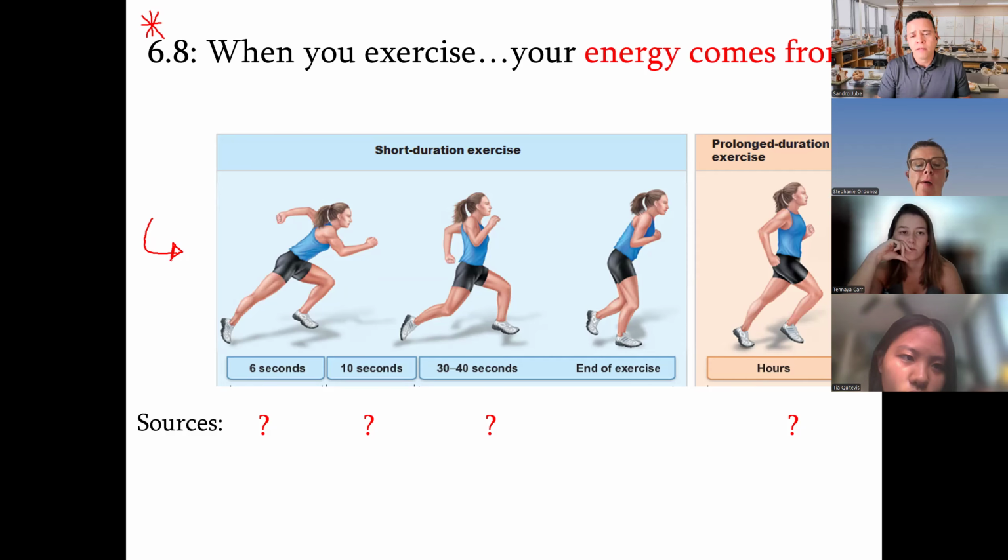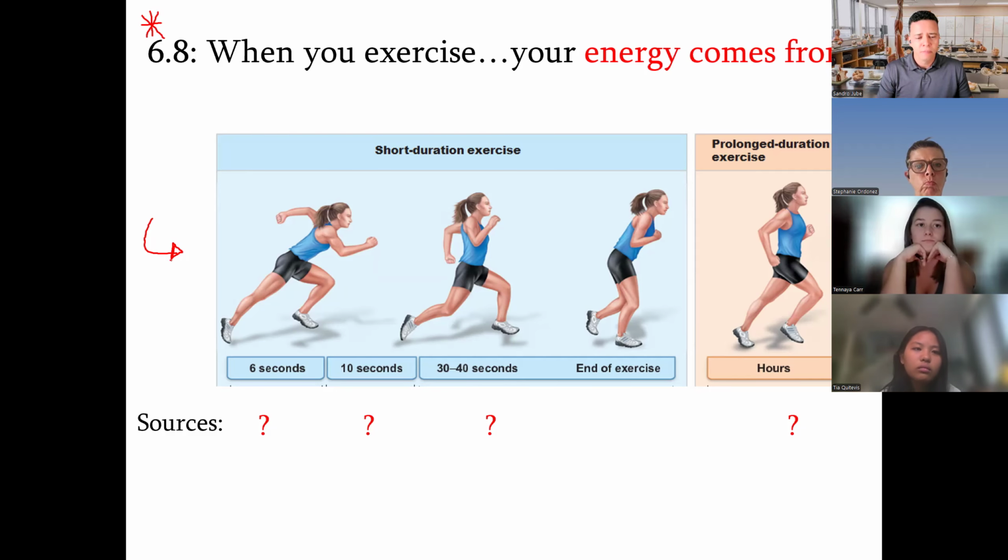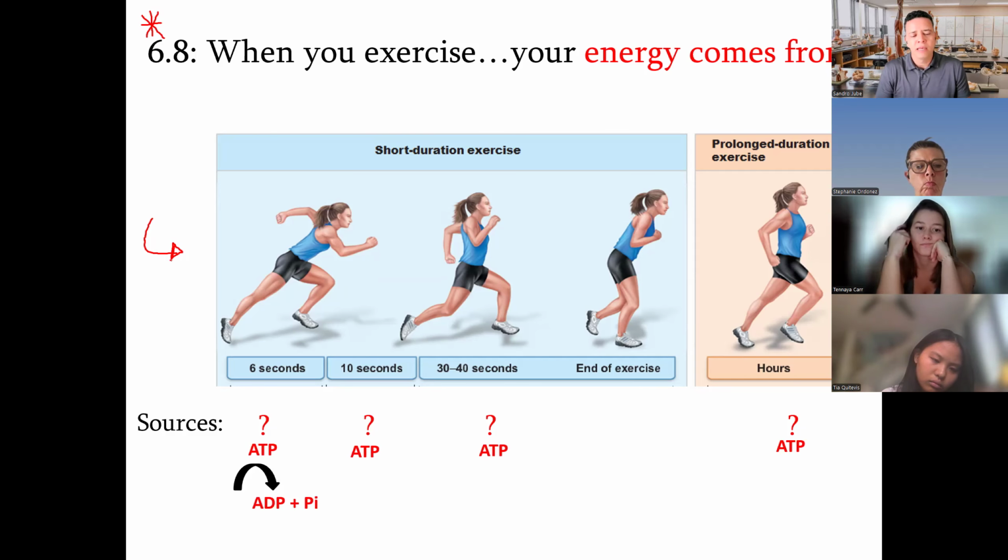So at the beginning of an exercise, the skeletal muscle cells will use the ATP that is already in there, has already been made. Okay? So it will take ATP, break it down into ADP plus inorganic phosphate, generate energy that way. Now, what if you continue to exercise? If you continue to exercise, now the ATP in your skeletal muscle cell is gone. You use it all. There's nothing left.